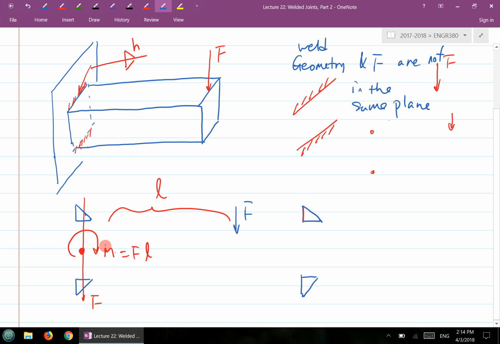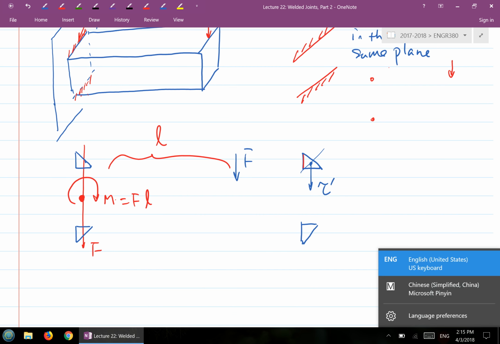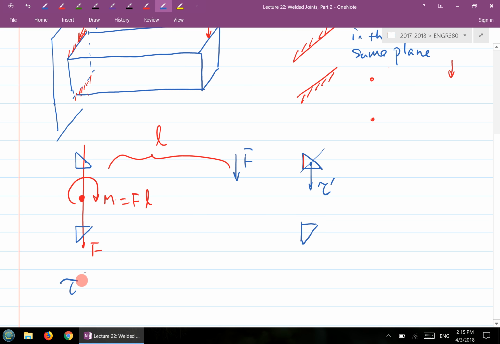So let's take a look at what type of stress will be caused by the two loadings here. For the F, if I pick a point inside the weld group, which is basically inside the throat area, you will see a shear stress, which we call tau prime. That's the primary shear due to the F. So tau prime is the so-called primary shear, which equals F over the total throat area A.